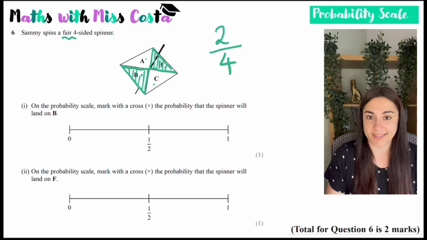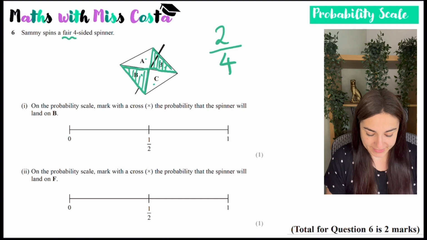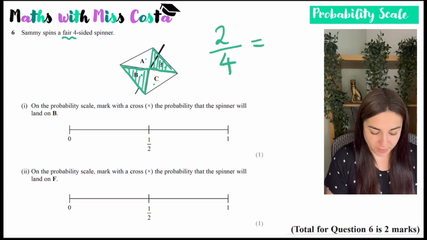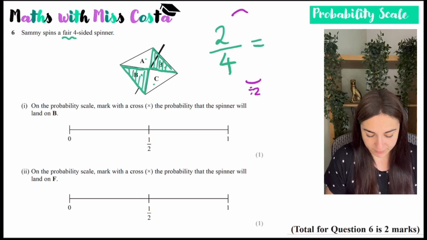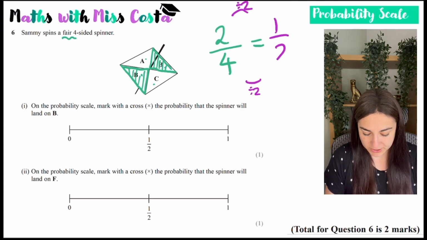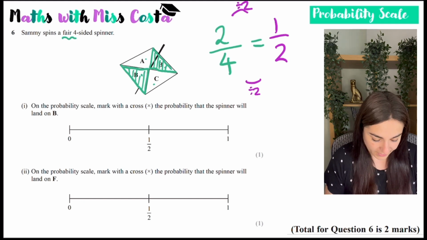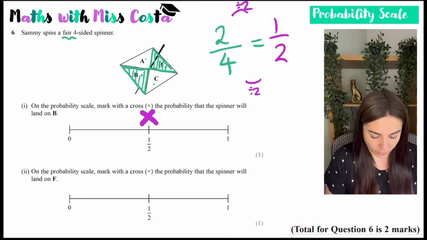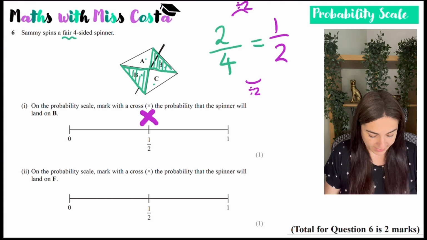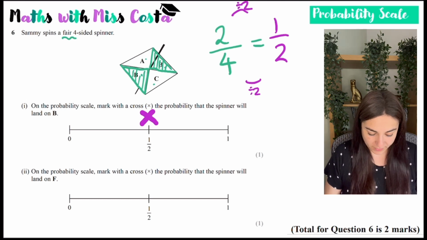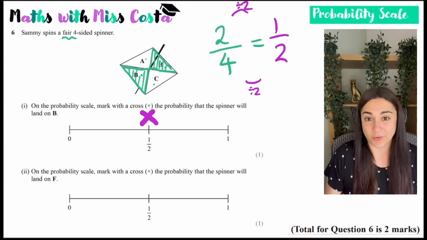And what I can do is just simplify that into its simplest form. So 2 over 4, if I divide everything by 2, 2 divided by 2 is 1, 4 divided by 2 is 2. So the probability would simplify to a half. So I could just mark that over here. Now it says on the probability scale, mark with a cross the probability that the spinner will land on F.